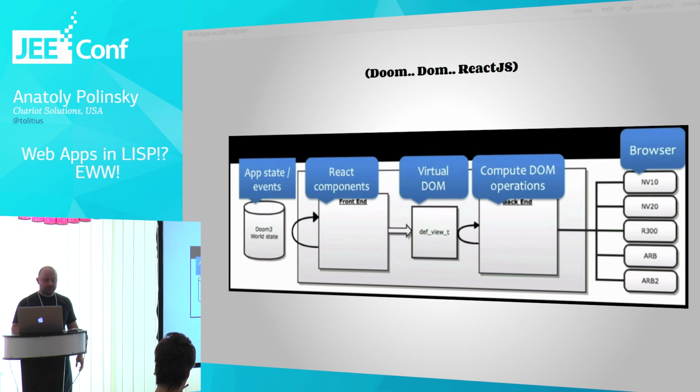And so we have an application state, right? And then the application state generates different kinds of events, user events and others. And we have these React components that I talked about. React components are where the logic is. So if I get this event, how should I change my state, right?